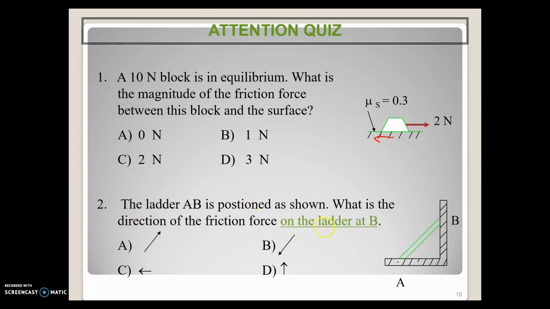The ladder B is positioned as shown. Okay, what is the direction of the friction force on the ladder at B? So, ladder at B ni dia akan turun ke bawah kan? So, nanti dia punya friction dia ke atas, betul tak? Dia panggil A. Okay.